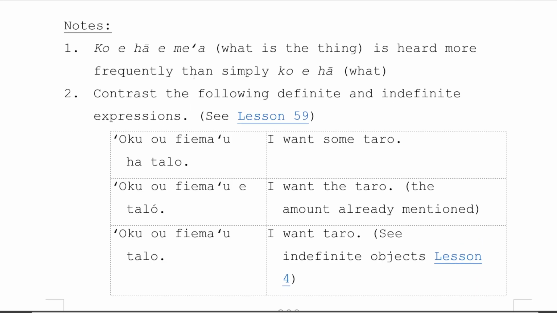Let's look at the notes. Koeha mea is something that we hear a lot instead of koeha. So koeha is pretty common, but we'll also hear koeha mea in the beginning of sentences. And this just means literally, what is the thing?